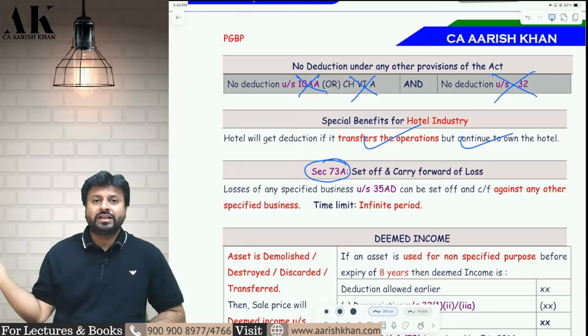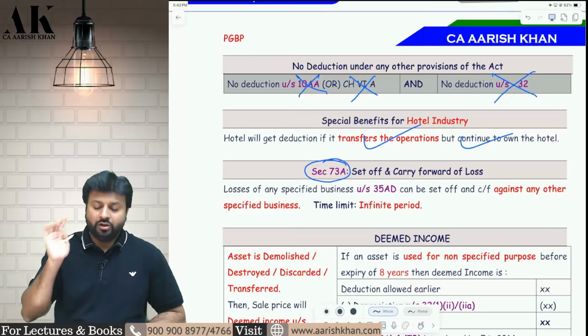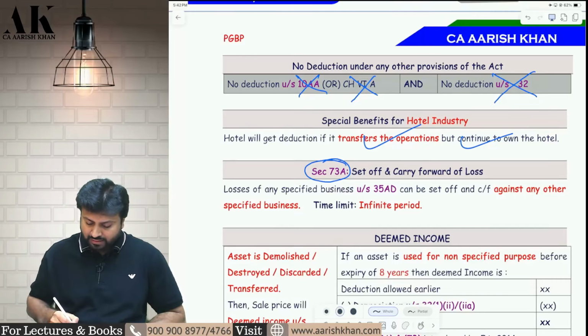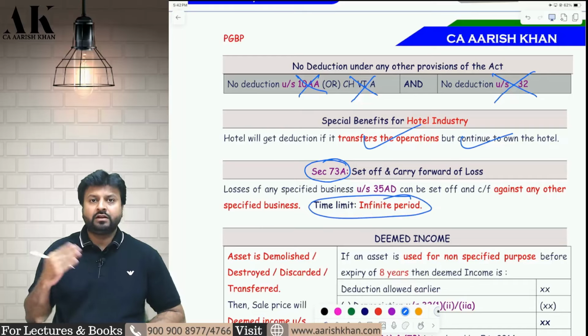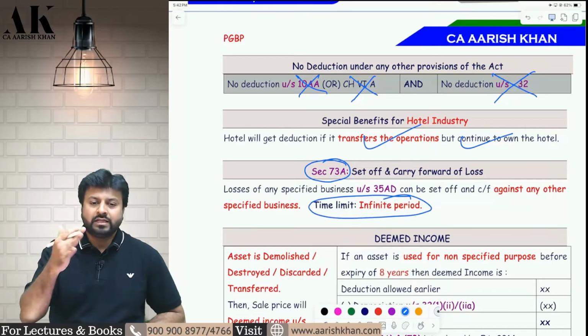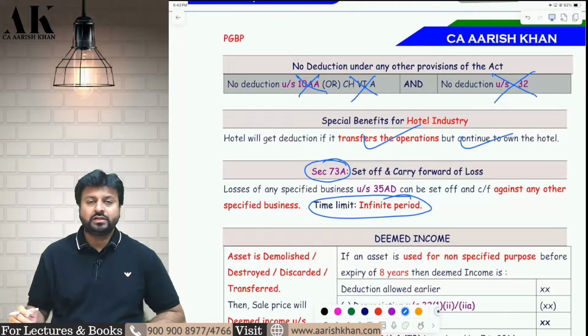If you have a coaching class business, you cannot set off a 35AD loss against a coaching classes business. I hope it is clear to all of you. And this loss can be carried forward and set off for how many years? It can be carried forward and set off for an infinite number of years. There is no restriction on the number of years. I hope it is clear to all of you.